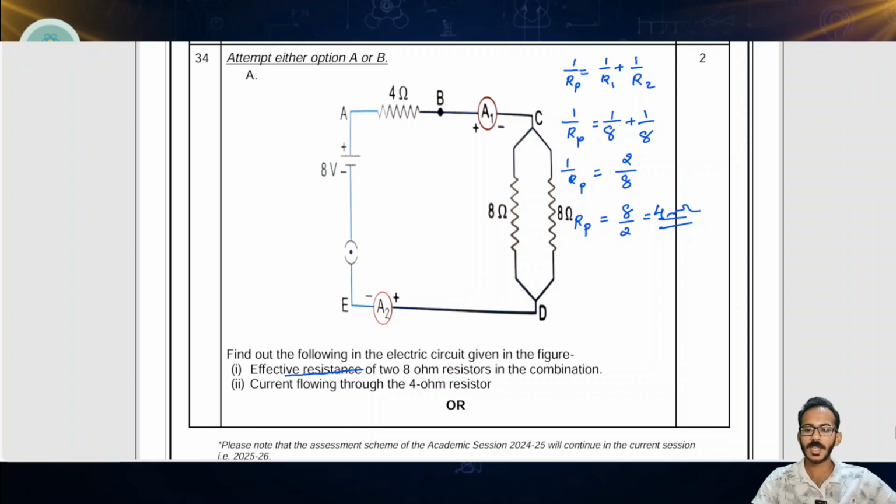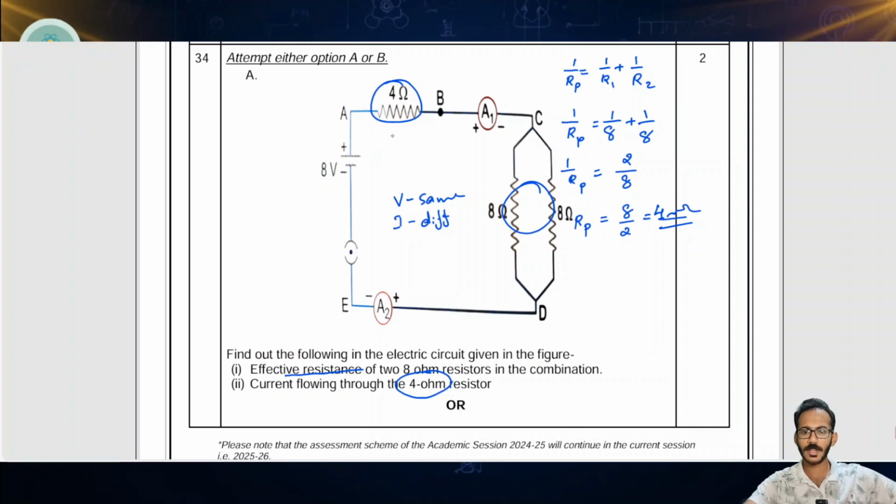Now, second one is current flowing through the 4 ohm resistor. We know this is parallel connection. In parallel connection, the potential difference is same, but current is different. That's why they're asking us to find out the current across the 4 ohm resistor. This question might confuse us slightly because here we have two types of combinations. Here in this area, this is parallel connection, but this one is connected in series.